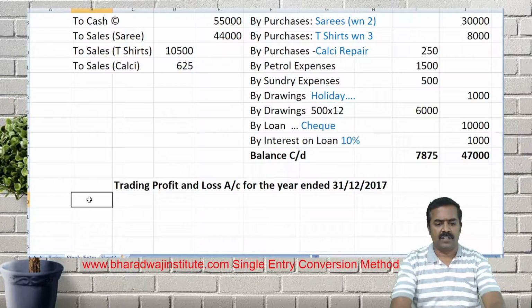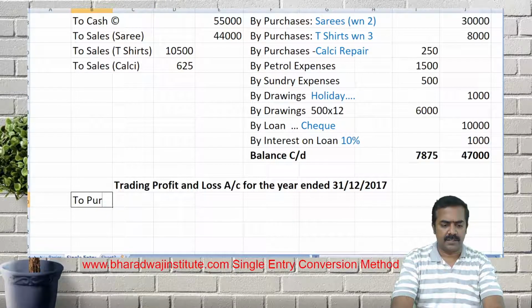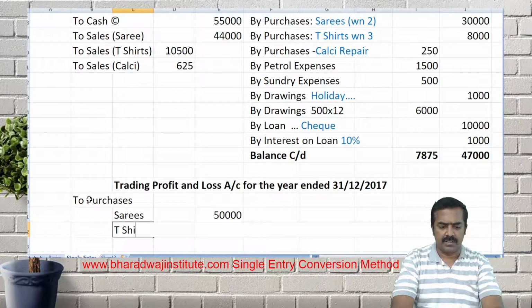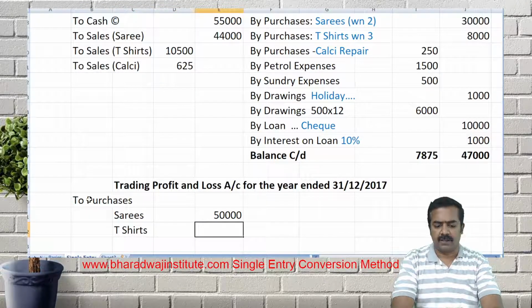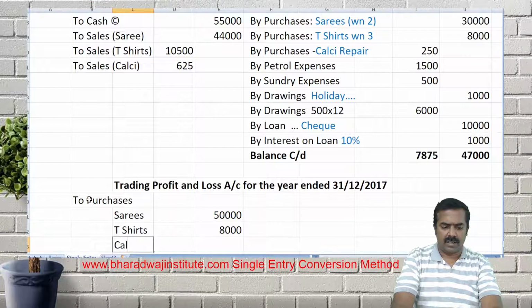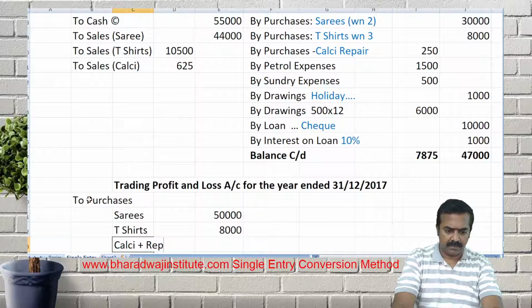Start. Opening stock will not come. To purchases, sarees. How much did we purchase in sarees? Purchases 50,000. T-shirts. Record the purchases; record the payment. T-shirts, how much? 8,000. Calculators including repairs, 850.